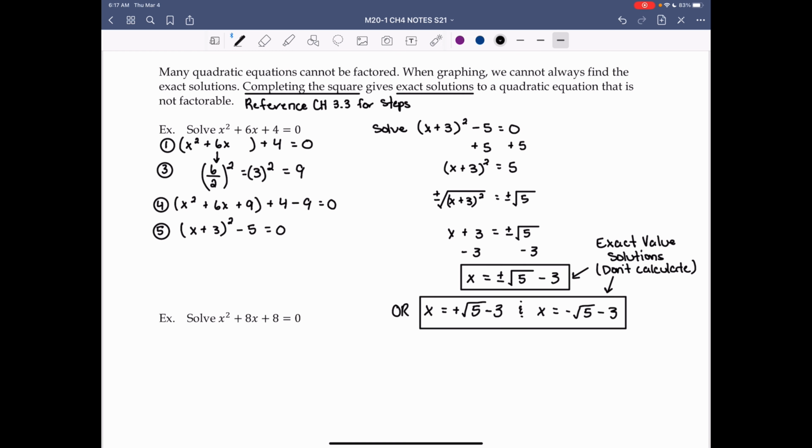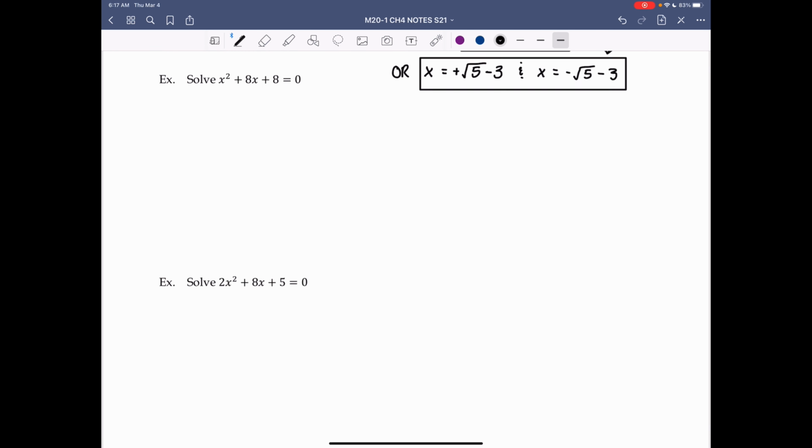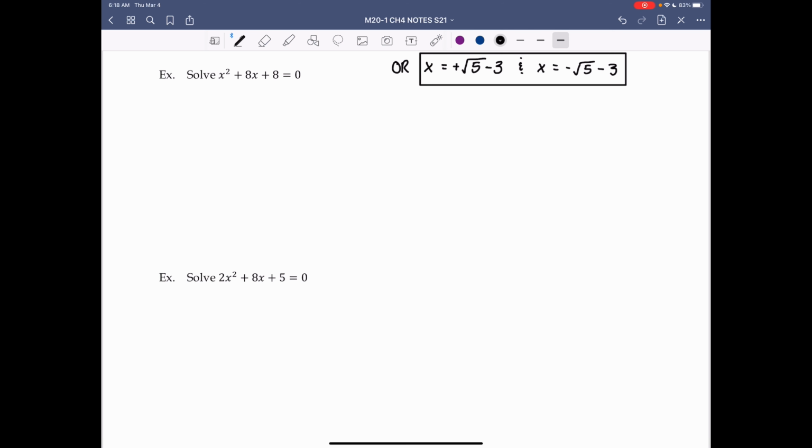Example, solve x squared plus 8x plus 8 equals 0. Step 1. Group our x squared and x terms together. X squared plus 8x, leave a space, close the bracket, put the constant outside, and then equals 0. Step 2, if we have a number other than 1 in front of the x squared term, we factor it out of the brackets, but we don't, so we go on to step 3.